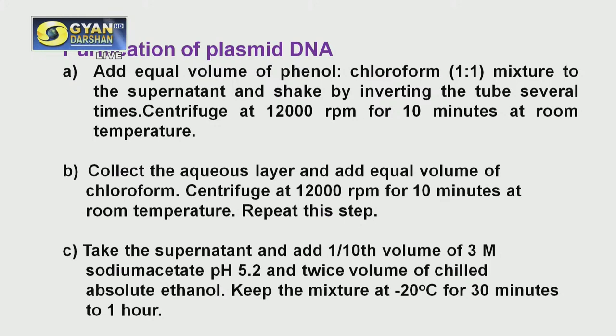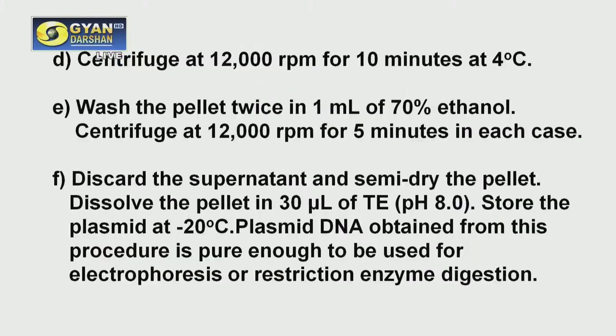That means how much? 1 ml plus 100 microliter, that is 1 ml 100 microliter, 2 volumes of that. It can be even 2 ml 200 microliter, twice of that volume. That is chilled ethanol. And in this step the plasmid DNA will be precipitated. You have to keep the mixture at minus 20 degrees centigrade for 30 minutes, or for 1 hour also you can keep. And then again you have to centrifuge. When you centrifuge, what will happen? Now the actual plasmid DNA will be pelleted.